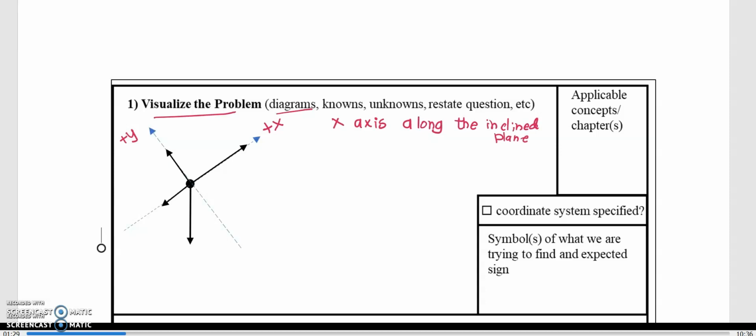I have taken up the inclined plane as the positive x-axis, and then the y-axis is perpendicular to the inclined plane. So it's very important to draw a diagram and then identify the knowns and unknowns when you solve a problem like this. So now let's see the forces acting on the skier.